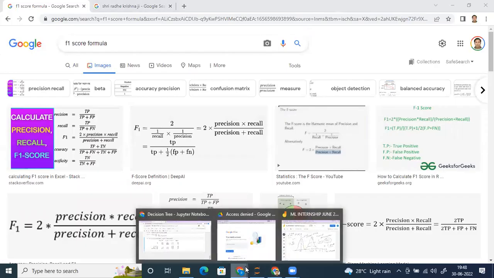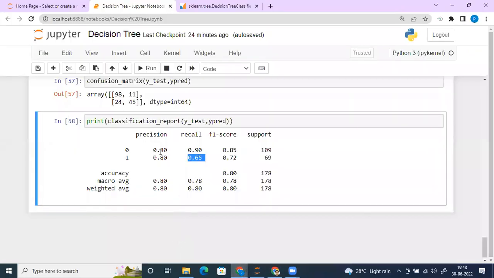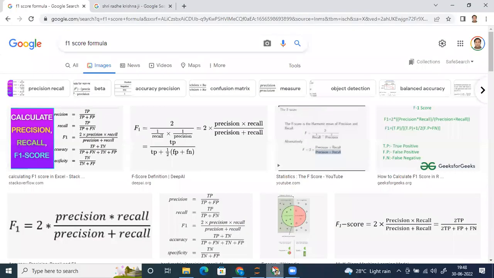So you can see from this that we are dealing individually with zeroth class precision, first class precision, zeroth class recall, first class recall, and zeroth class F1 score and first class F1 score. Okay, this is the better metric. So we should use precision and recall especially in those cases where your data set is imbalanced. Clear, everyone? Fine. Please tell me.